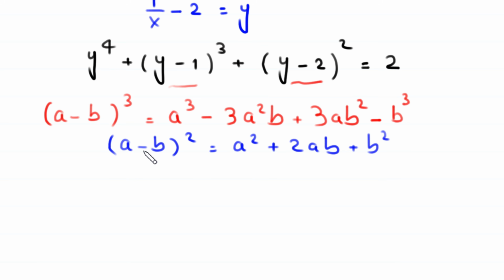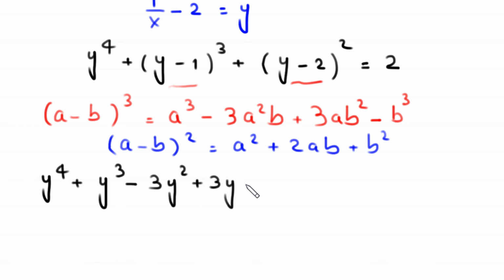So this equation will become y to the power 4 plus y cubed minus 3 times y squared plus 3 times y minus 1, plus this (y minus 2) squared will become y squared minus 4 times y plus 4. Move this 2 to the left hand side, this will become negative 2 equal to 0.